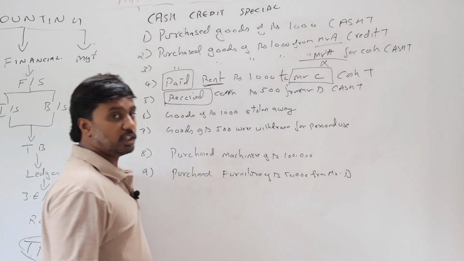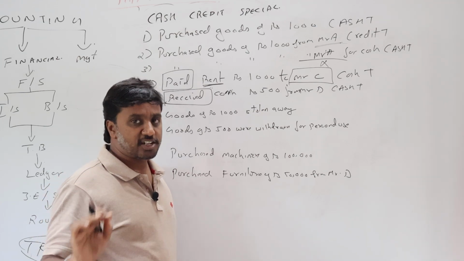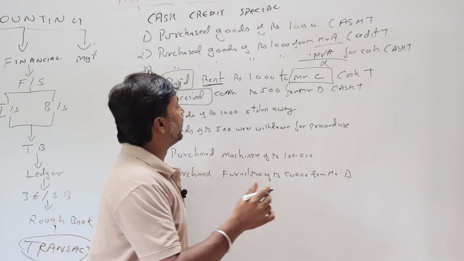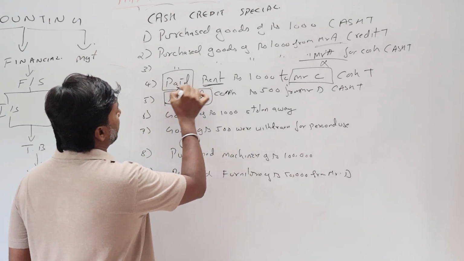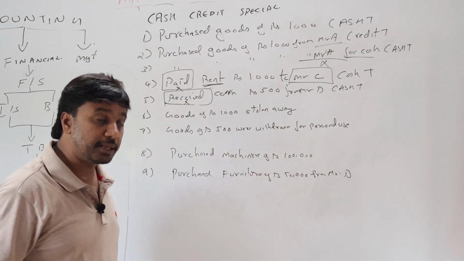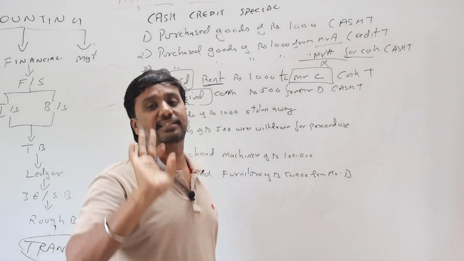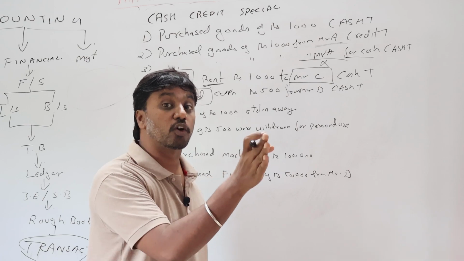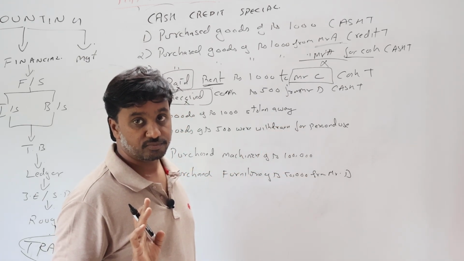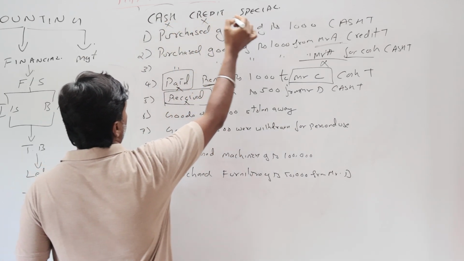So once again, if I summarize the first five transactions: no name, cash transaction; name given but no word like received, paid, or for cash mentioned, then again credit transaction. But if a name and these kinds of words are mentioned, which indirectly implies that the payment has already taken place, it means what transaction? Cash transaction. Clear? Right.